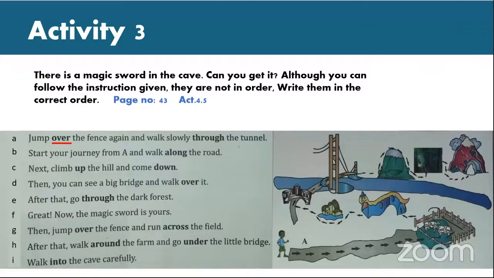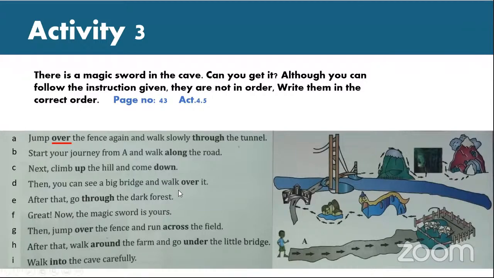F. Great. Now the magic sword is yours. G. Then jump over the fence and run across the field. H. After that, walk around the farm and go under the little bridge. I, the last one, walk into the cave carefully.